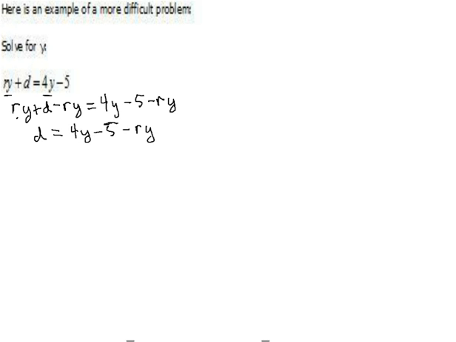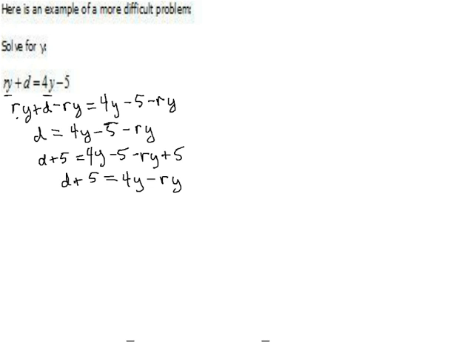Well, we want to get everything that does not have a y in it on the left side, so the next step would be to add 5 to both sides. d plus 5 is equal to 4y minus 5 minus ry plus 5. Well, simplifying, d plus 5 is equal to 4y minus ry.